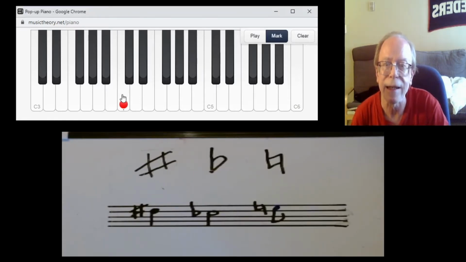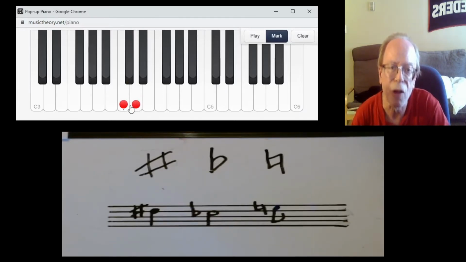This is a tone. A tone is actually two semitones. One semitone up would be just one note on the piano up, and a whole tone would be two semitones. So this gets a little confusing, but it's going to be very important for accidentals.